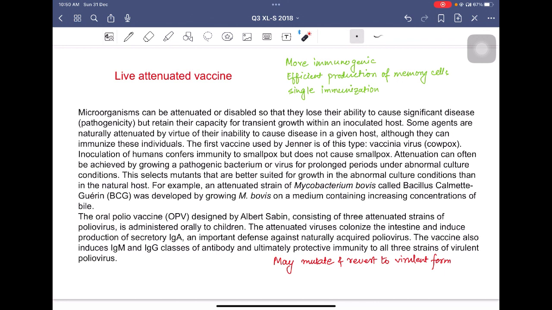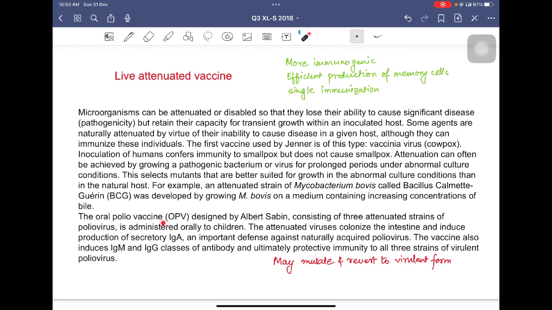Right, so this is not a natural condition for the organism to grow, but once we grow it in this abnormal condition for a long, long time, it will be attenuated to grow in that particular medium only, and it will not be able to infect the natural host. So that is how the BCG vaccine was developed.